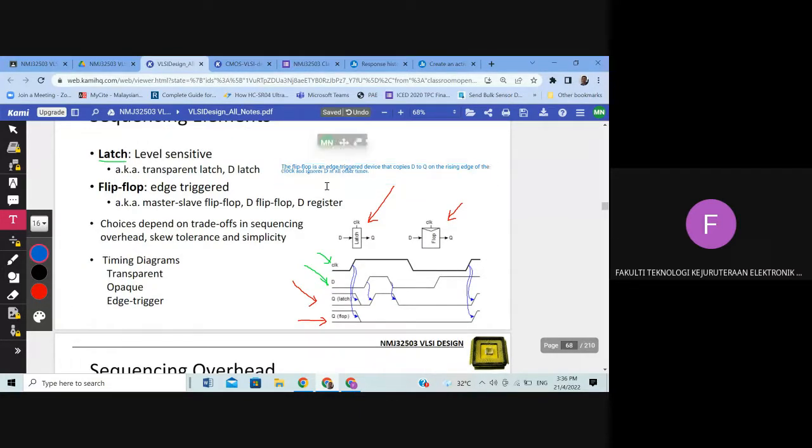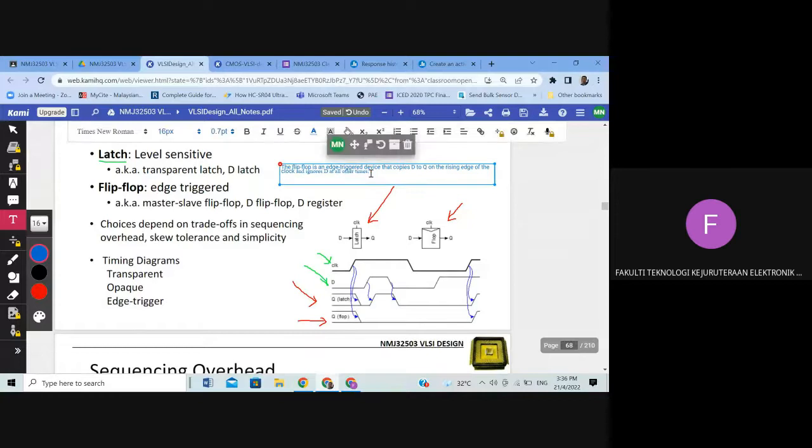Okay. The flip-flop is an edge triggered device. This is an important word. Edge triggered means that it's either rising edge or falling edge. It copies D to Q, so input becomes output. That's what it means by copies D to Q, right? On the rising edge of the clock. So that's what we call edge sensitive, edge triggered or edge sensitive for a flip-flop.